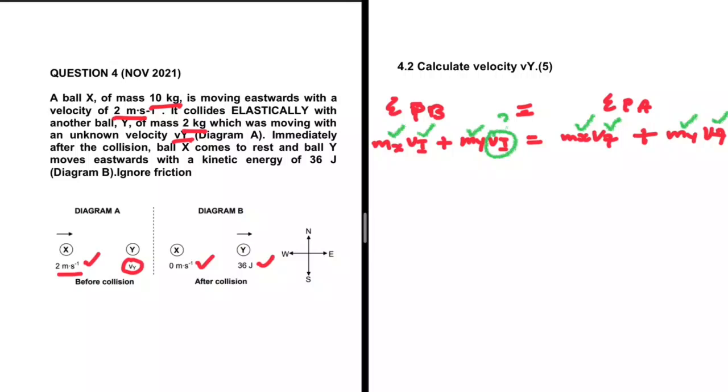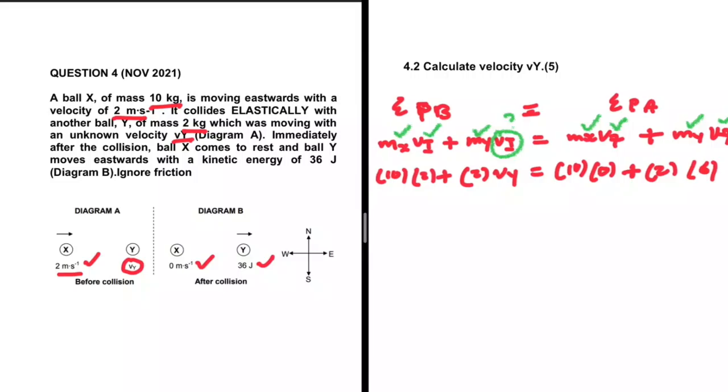Okay, so mx, that is 10. So we have 10 multiplied by vi, which is 2, plus my, that is 2. And then this vy is what we're interested in. Mx, that is 10. Final velocity is 0, plus the mass of ball Y, which is 2 kgs. And then vf for ball Y, we just calculated it. It is 6 meters per second to the east, and hence we're substituting it with a positive sign.